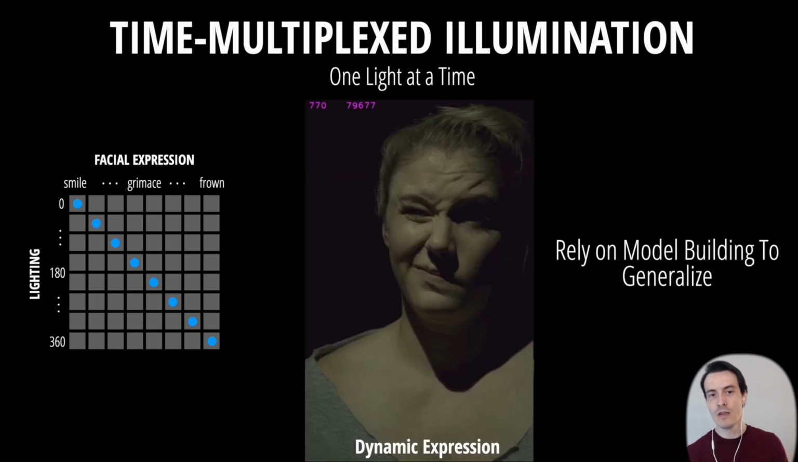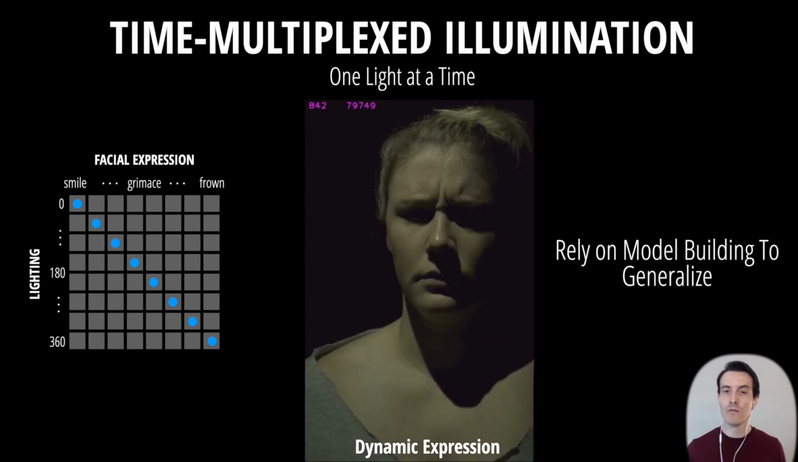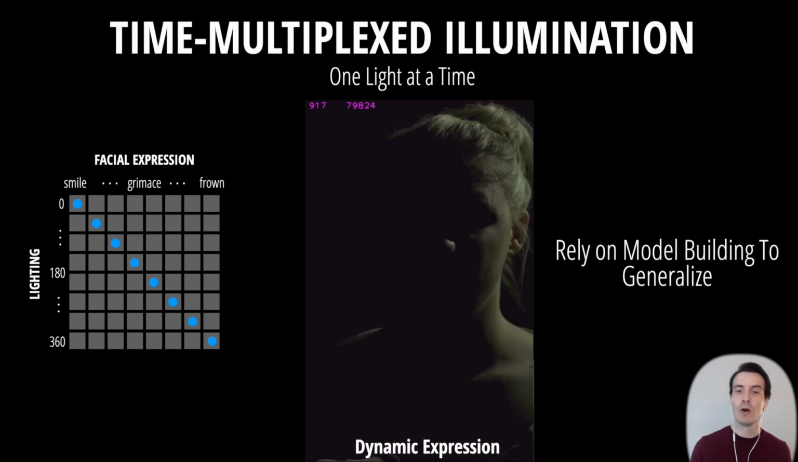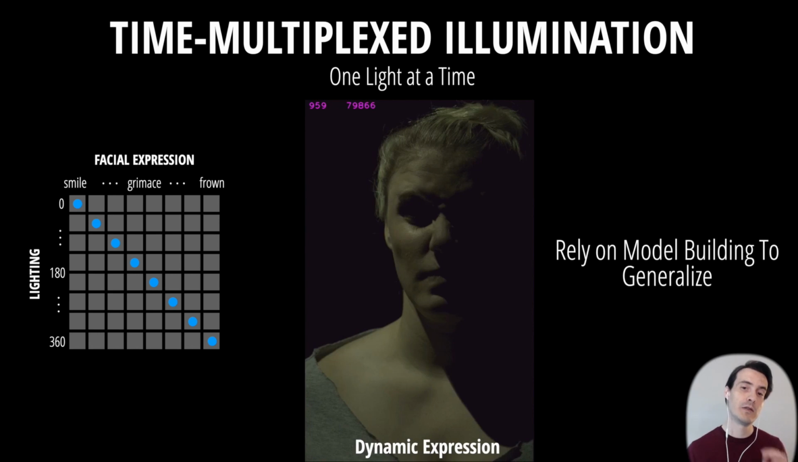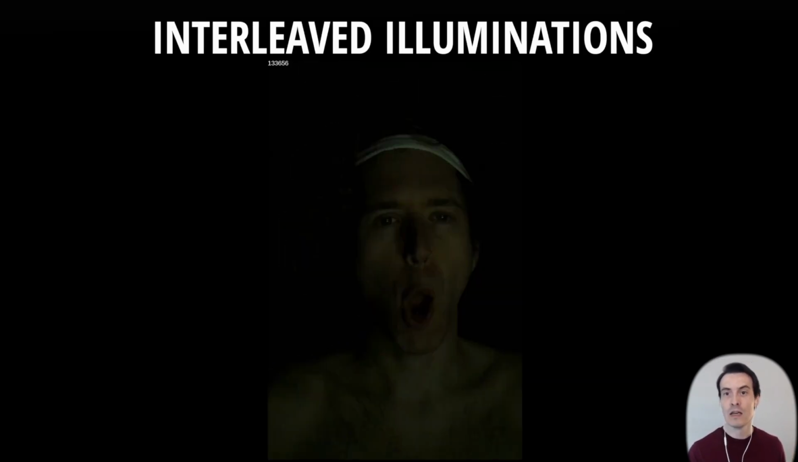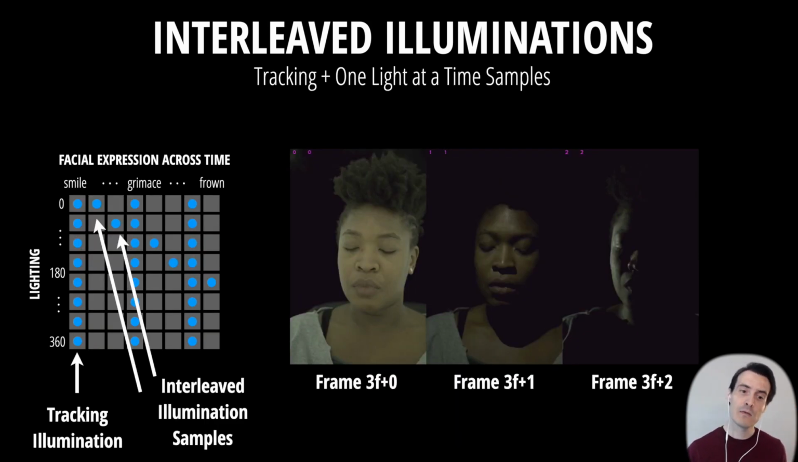So instead of doing this, we're going to approximate this by capturing dynamic expressions as before, so the subject is just doing things with the face. And we choose a light pattern that maximizes light variation. So we're going to rely on amortized inference during model building to generalize to all of the unobserved light conditions. And additionally, because we have to track the face, we're going to interleave fully lit frames, right? So it looks like this. We have these interleaved fully lit frames, every third frame in this case, and then two interleaved illumination conditions, in this case one light at a time or something similar, in between.